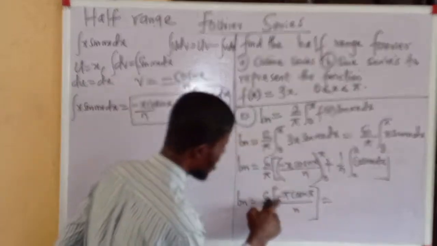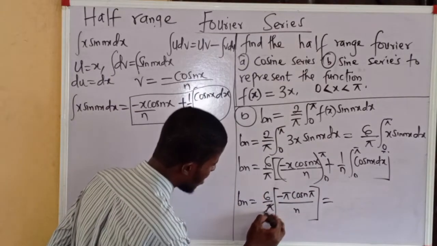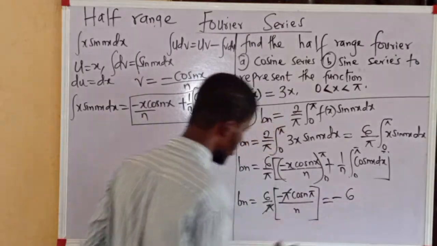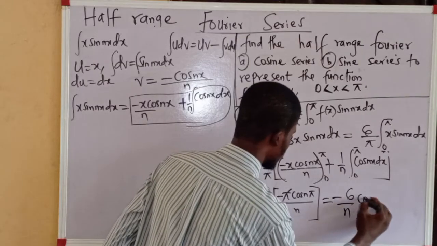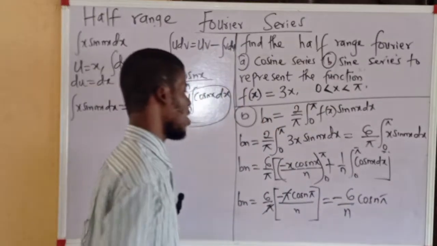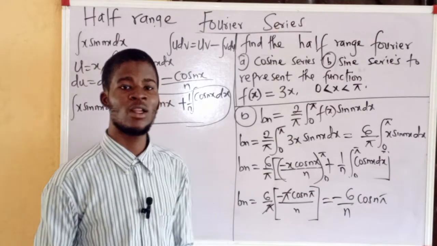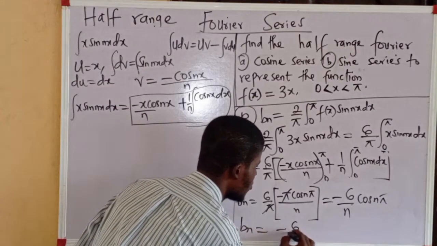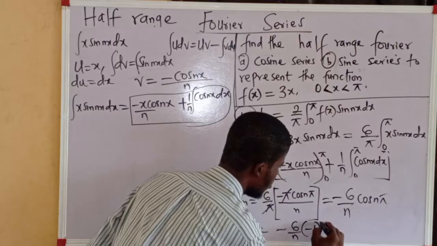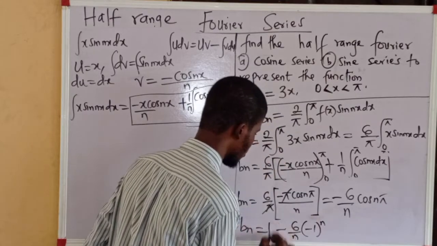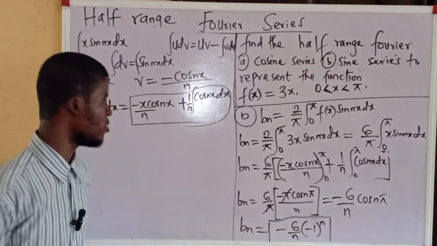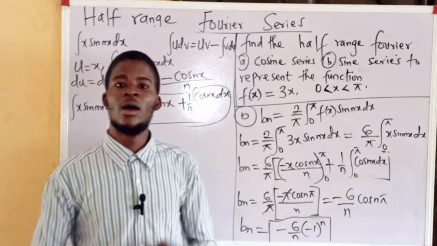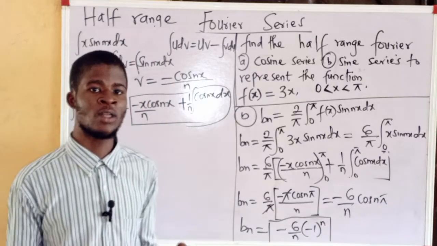The minus can come out, and pi can take away pi. We have minus 6 over n cos n pi. And I said earlier that cos n pi is equivalent to minus 1 to the power of n. So b sub n is minus 6 over n times minus 1 to the n. This is it. So let's now determine the values of b sub n, that is, the behavior of b sub n at different values of n, when n equals 1, 2, 3, 4, and so on.